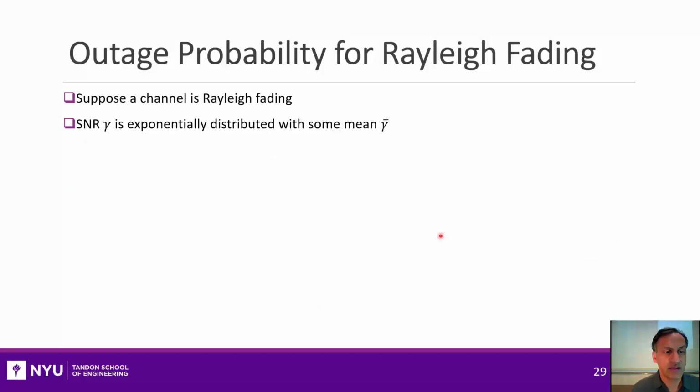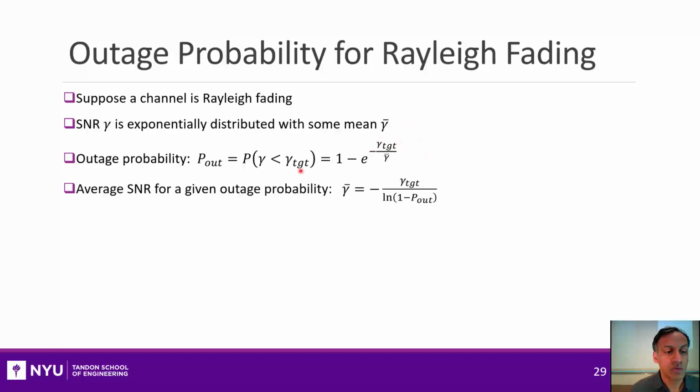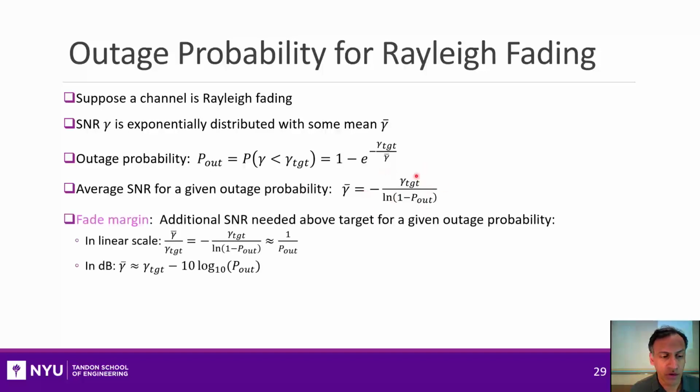Let's just do a simple example. Suppose the channel is Rayleigh fading, and that means that the SNR is going to be exponentially distributed around some average value, which I'll call gamma bar. So the outage probability in this case would just be the probability that the SNR you see is less than the target, but since it's an exponential, it's given by this simple exponential formula. Now, we can just rewrite this to solve for gamma bar. And that would mean that the average SNR to get a certain outage probability is just given by this expression here, the gamma target on the top.